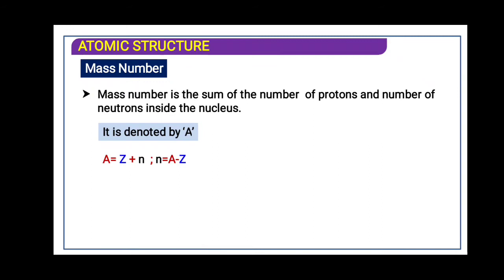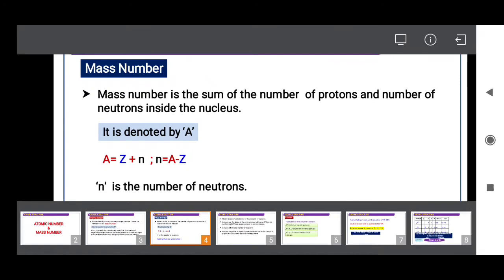As inside the nucleus there are protons and neutrons, and the number of protons is equal to Z, the atomic number, A is equal to Z plus N. I can even write P plus N or Z plus N, one and the same. If I want to find the number of neutrons, a manipulation can be done: Z can be shifted over here, N equals A minus Z. In this way we can calculate the number of neutrons in any atomic species. N is the number of neutrons.